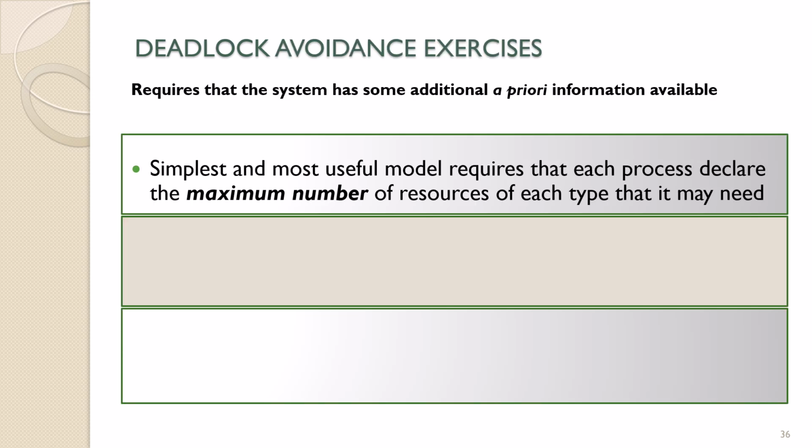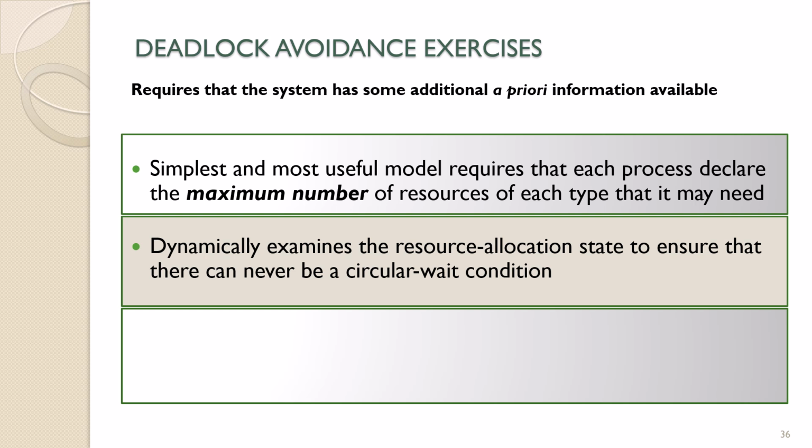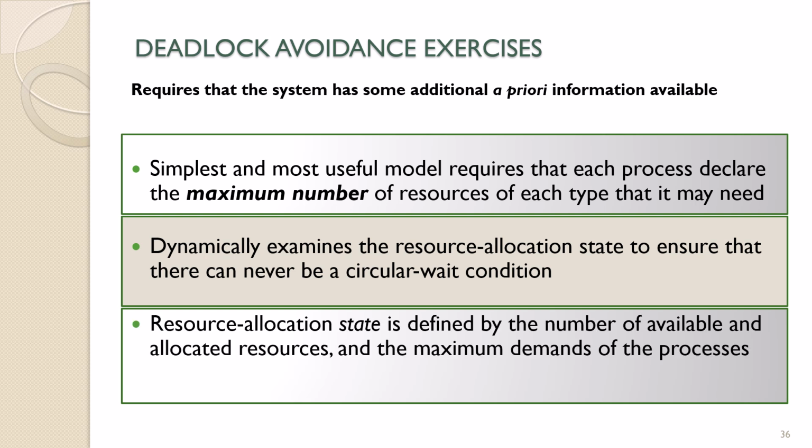All right, so the simplest and most useful model is that you can declare the maximum number of resources that you need ahead of time. These are exercises because sometimes it's not obvious how many resources are needed ahead of time, but these are exercises that help you understand these concepts. You can dynamically examine resource allocation and make sure that you don't have a circular wait. That's like a resource allocation graph. And you can also use the banker's algorithm to make sure that if you were to allocate, it would not put you into a state that is not safe.